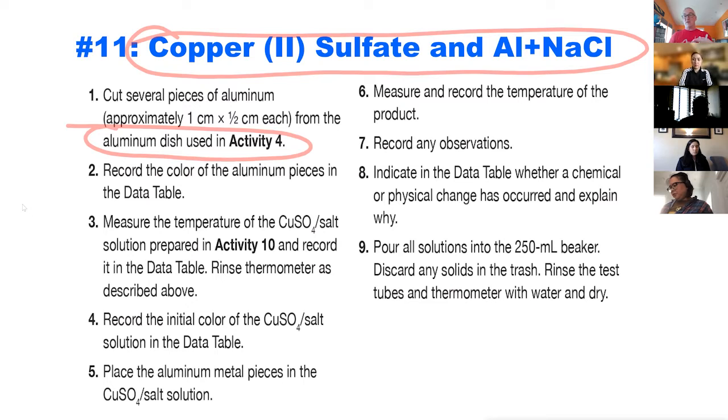It's pretty interesting what happens. What's the color of the aluminum? Well, silver and shiny. What happens to that color and anything else? I think you're going to like this one, because there's a lot of weird stuff that happens in this reaction.